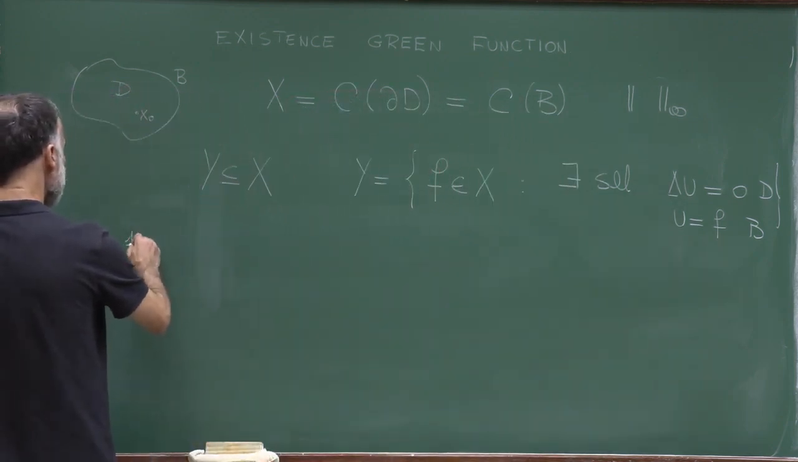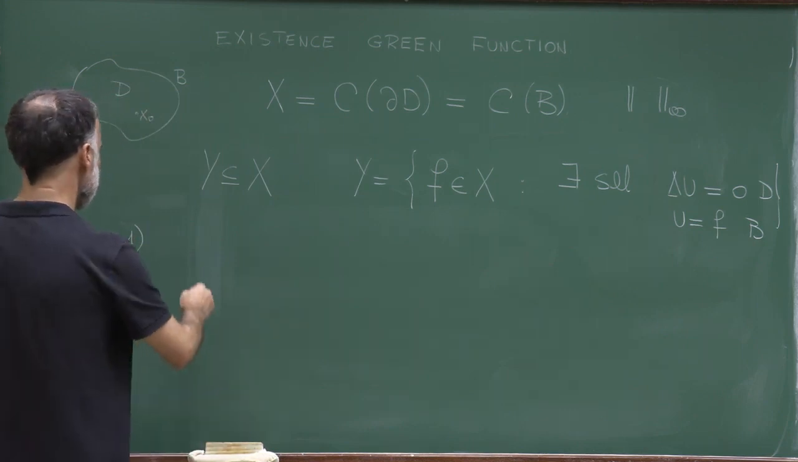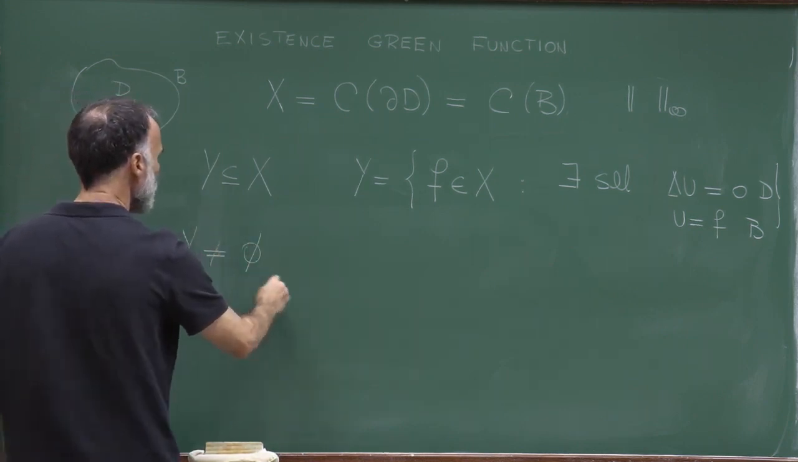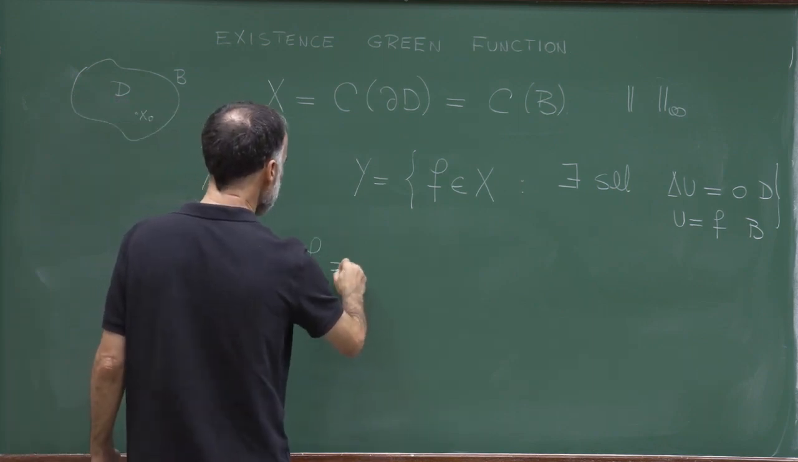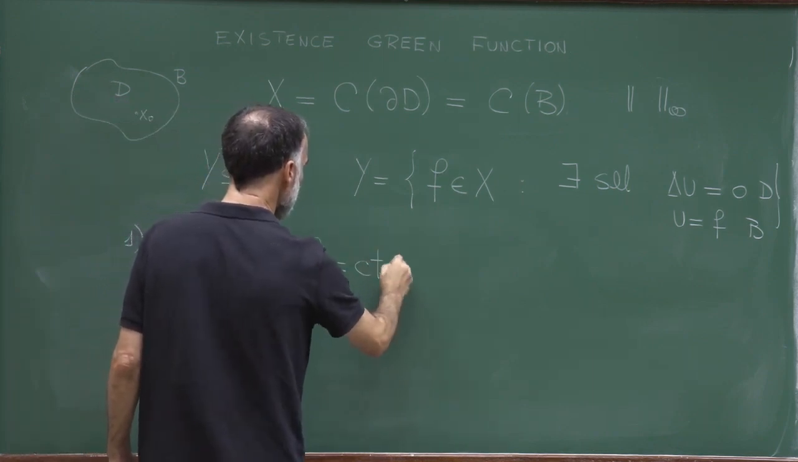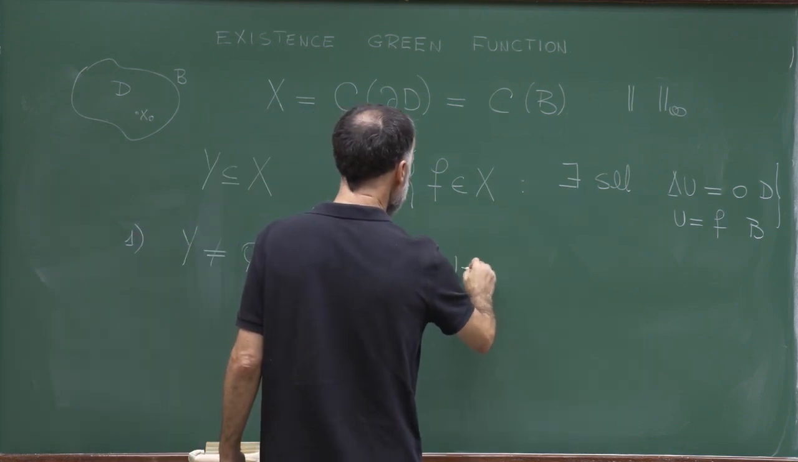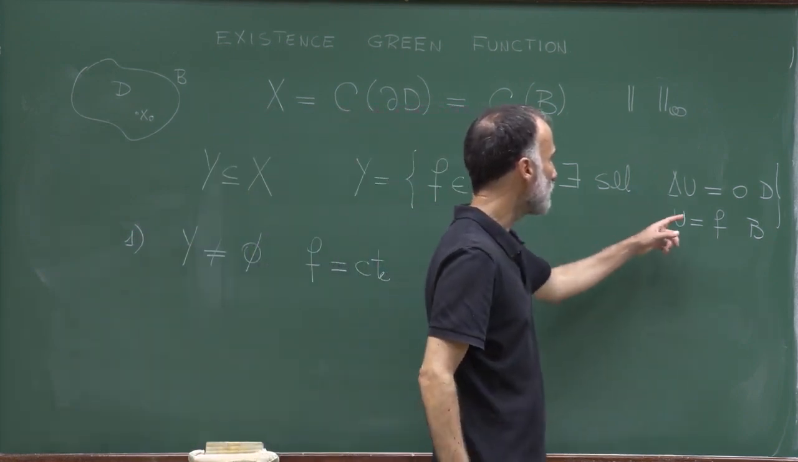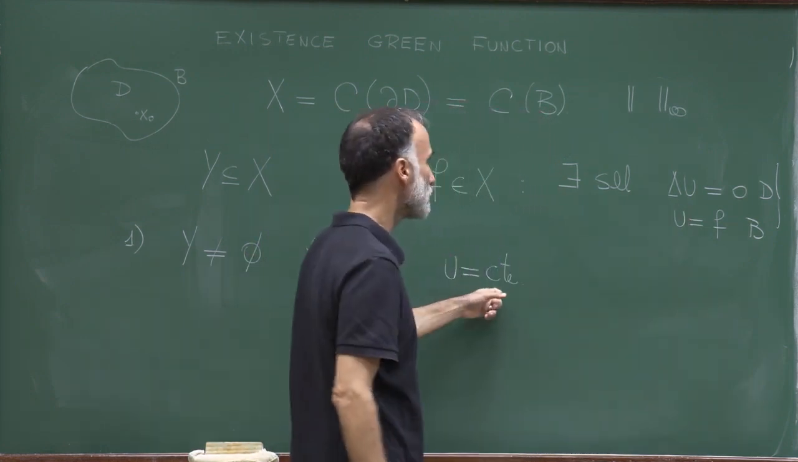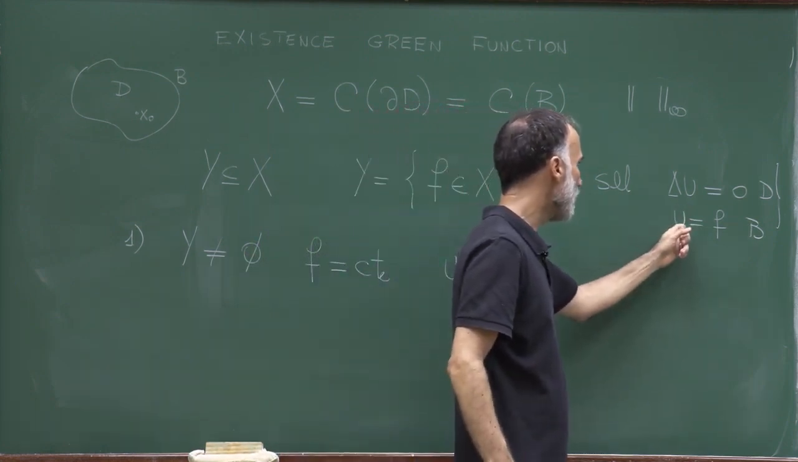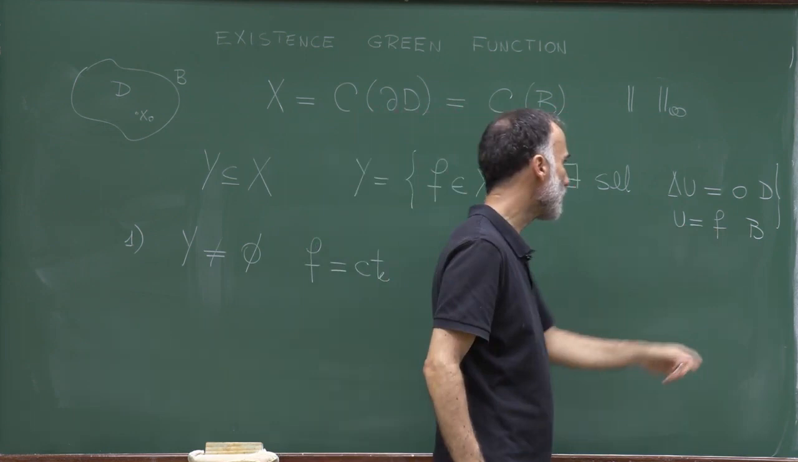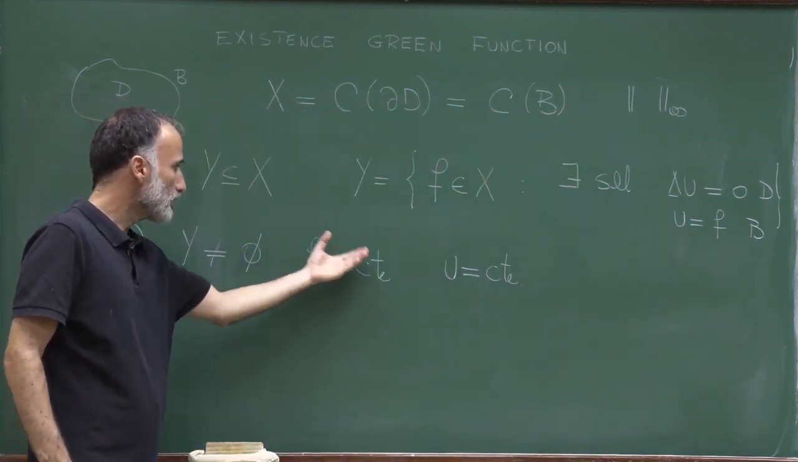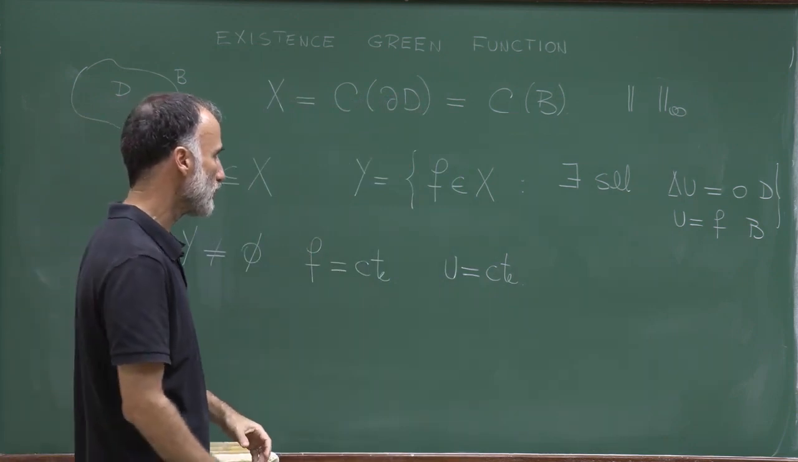So I have several observations. First, the set Y is non-empty. If you take f equal to a constant, then you see that u equal to this constant is certainly a solution for this equation. The Laplacian of a constant is 0, and the function is equal to the constant at the boundary. So Y has at least the constant functions inside of it.